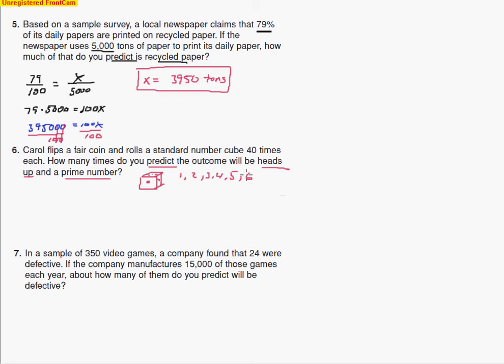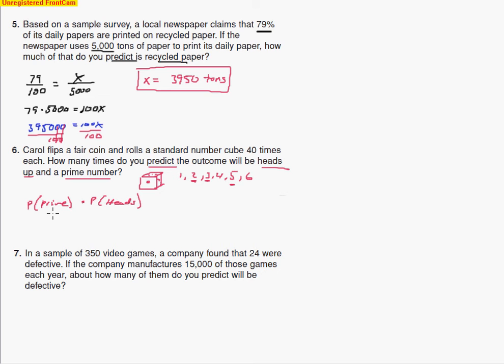So let's take a look at the numbers 1, 2, 3, 4, 5, and 6. Now, which ones are prime? Well, 1 is not prime. The numbers that are prime are larger than 1. They have to have factors of 1 and itself only. So 2, 3, and 5. Those are the prime numbers. So the probability of a prime, and we have to find the probability of landing on heads. And so what we're going to end up doing is multiplying these two.